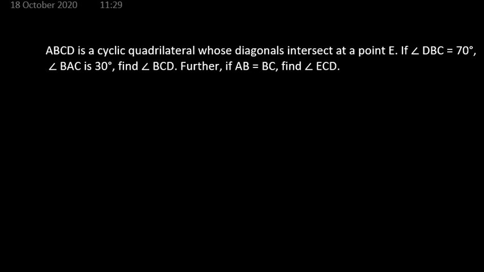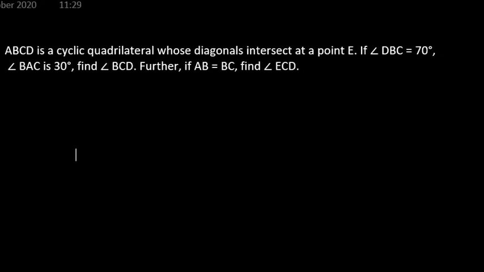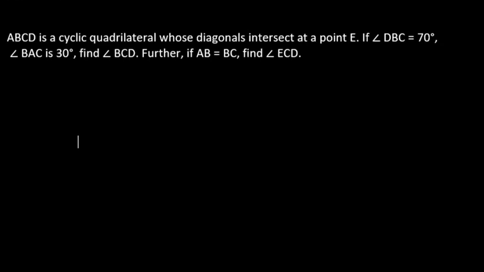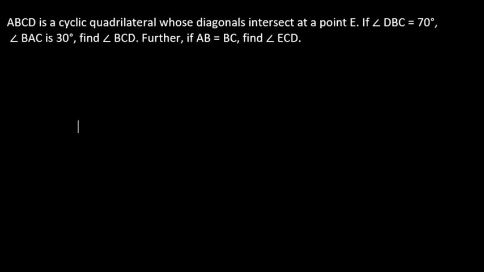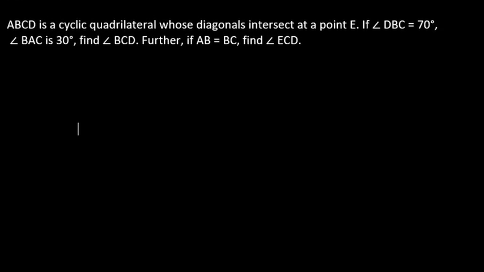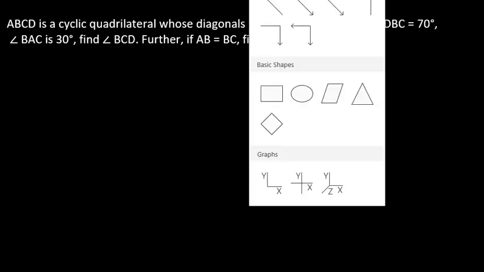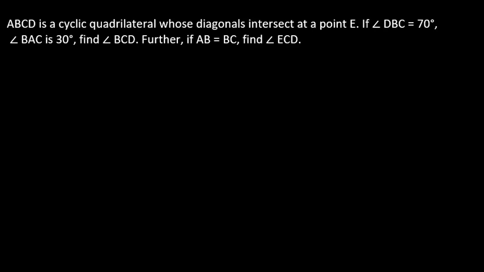Now sixth question. ABCD is a cyclic quadrilateral whose diagonals intersect at point E. Angle DBC is given 70 degrees and BAC is given 30 degrees. We have to find BCD, and further if AB and BC are equal, we have to find angle ECD. So let us first take one circle. Let us draw a circle.